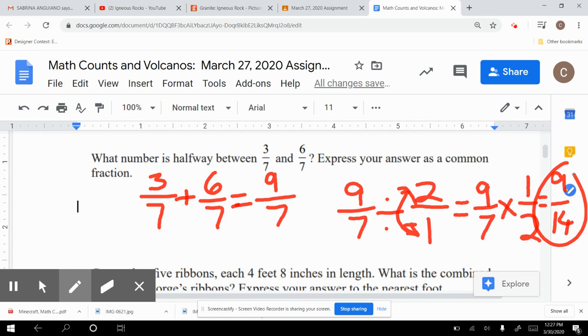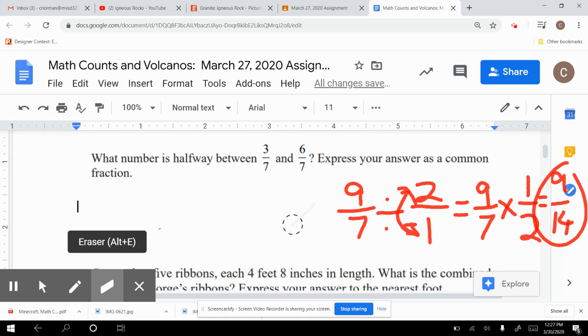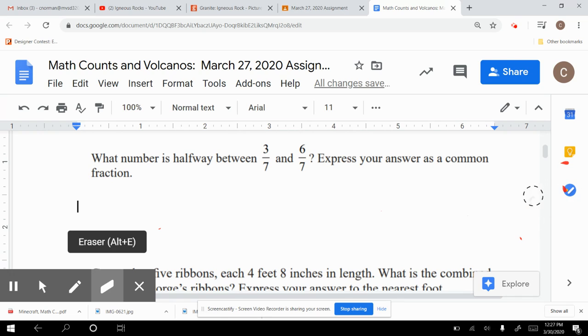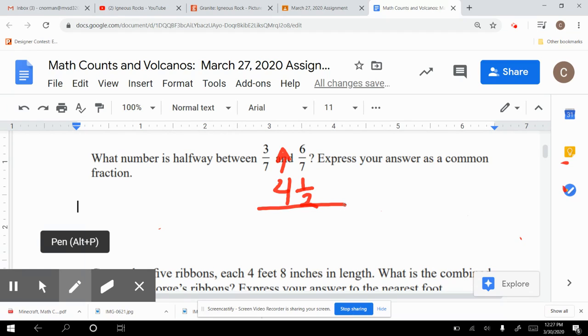Okay. Another way you could have thought about this, I was thinking, is halfway between these numbers. Well, there's a difference of 3 between 3 and 6, and half of 3 is 1.5. So interestingly, it would give us a fraction numerator, right? So halfway between these two numbers would be 4.5 over 7. Now we can't leave it like this, right?